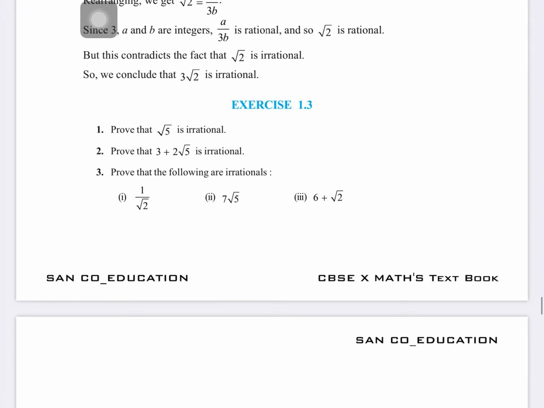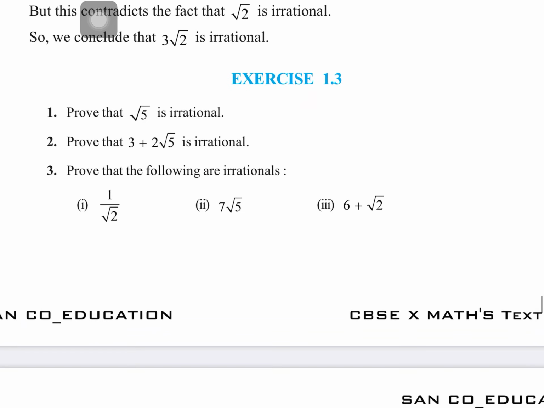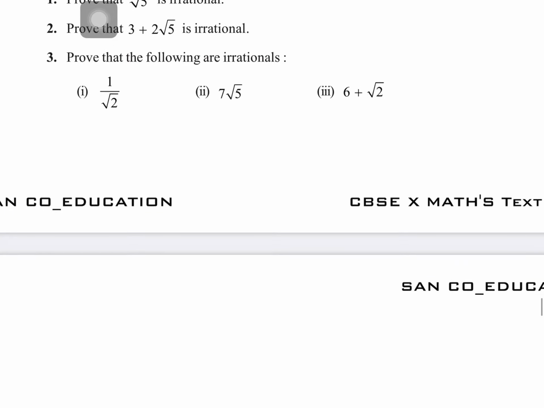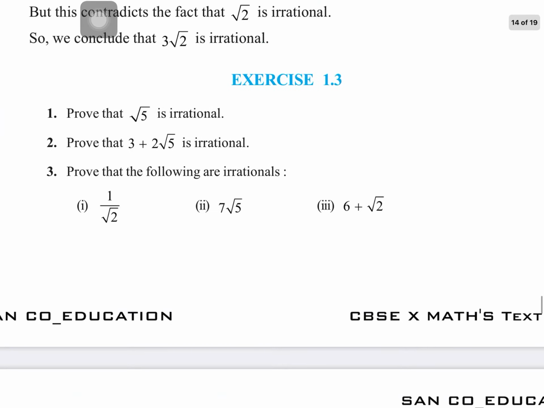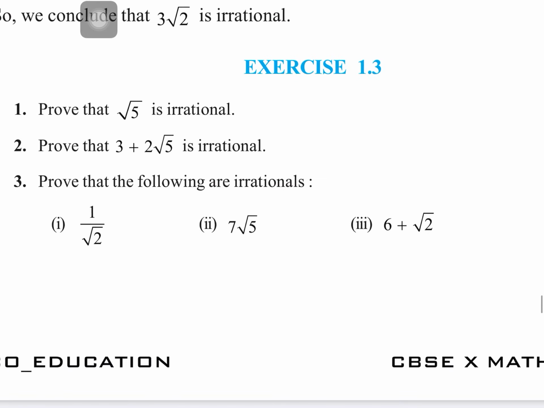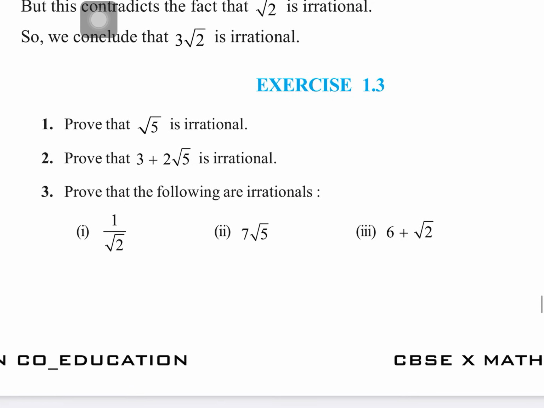See Exercise 1.3 in your NCERT textbook. Prove that root 5 is irrational. Can you solve this or not? Prove that 3 plus 2 root 5 is irrational. The same method I told you. Even the third question I also told you this. Is that clear? It's sufficient for the day. You will do these 3 questions as an assignment today. Exercise 1.3 of the NCERT textbook. Prove that root 5 is irrational. You will follow the same procedure.